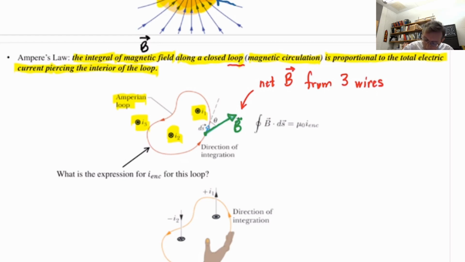And we break up this loop into a whole bunch of little tiny displacements, ds. There's the one for where we are. It's tangent to the loop, see the dashed line? And in a direction that we choose. Oh, it's listed here as direction of integration. We choose that.